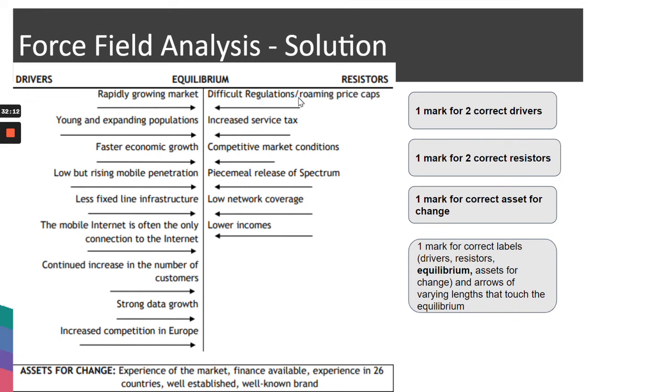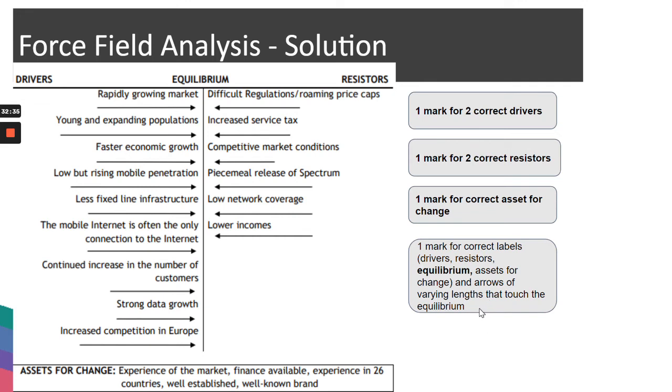Then you need 2 correct resistors in order to gain your resistors mark. You need 1 asset for change in order to receive your asset for change mark. However, I would never ever encourage you to only write 1 asset for change. Always write more assets for change than 1, just in case the one that you do write is incorrect.